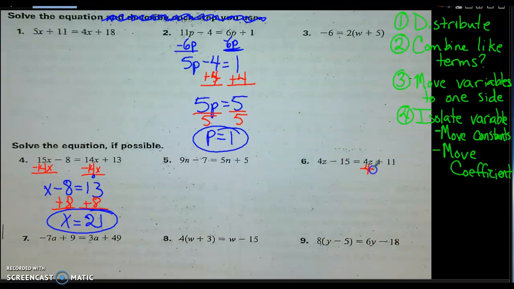So I'm going to move 4z, and I do that by subtracting because these are both positive 4z's, so I'll do the opposite, now minus. 4z minus 4z, oh, that's a 0. That's going to leave me with negative 15 equals 4z minus 4z, that equals 0, and that's going to give me an 11. My variables went away, and I have a statement that is not true. So for this equation, there is no solution.